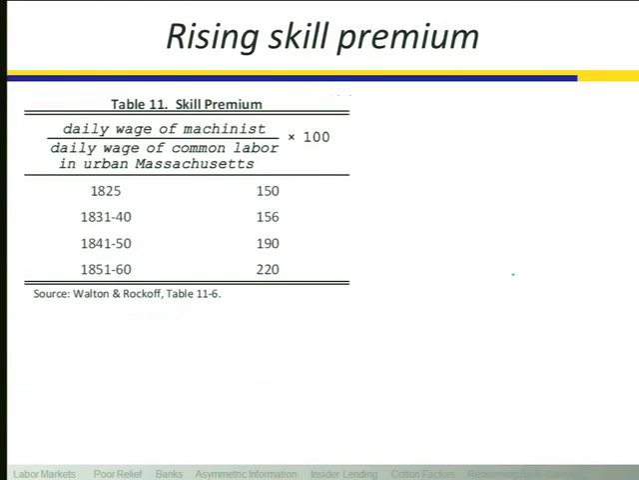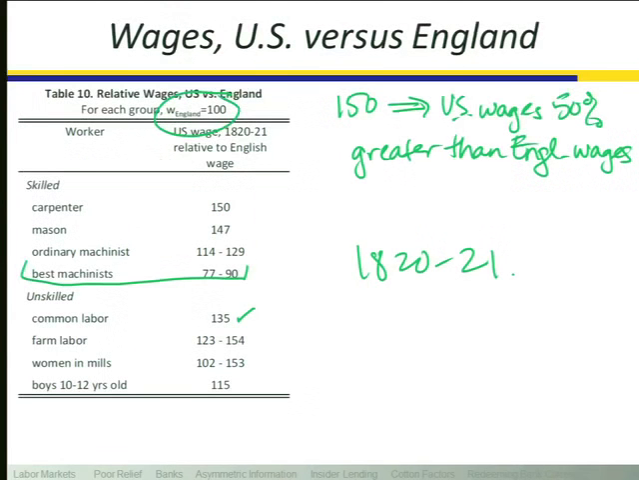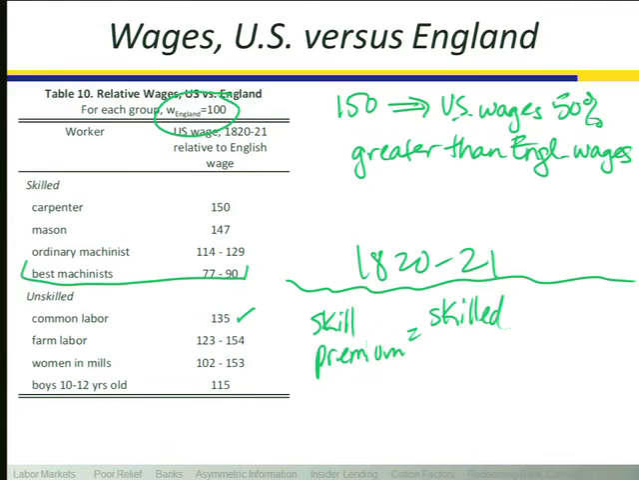So if we look at, oh wait, I skipped a step, I'm sorry. I forgot, I skipped one step. We can use this data from table 10 to compute a skill premium, so that we can take this and divide the skilled wages by the unskilled wages. And so then instead of having a premium for living in the city, we're going to have a premium for being a skilled worker.